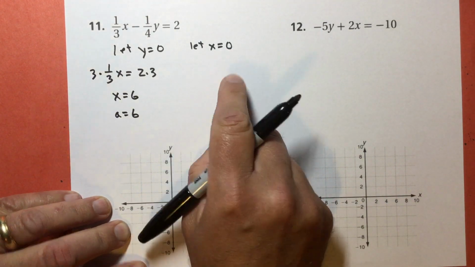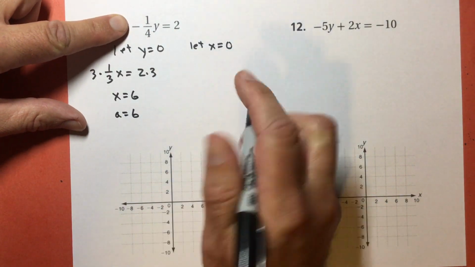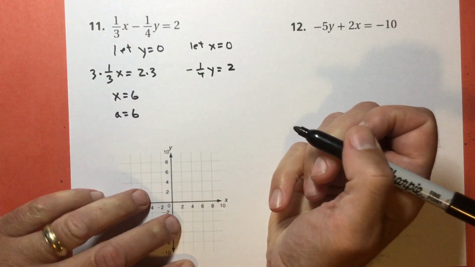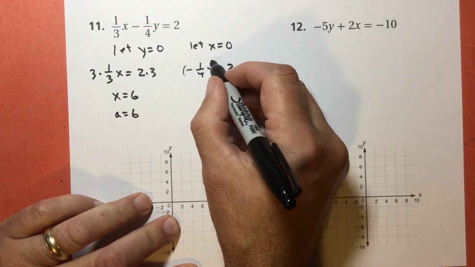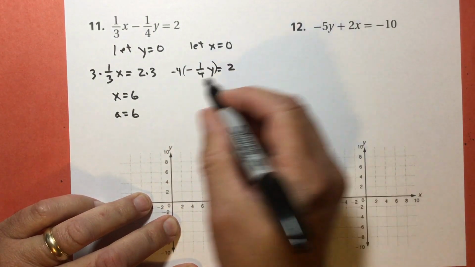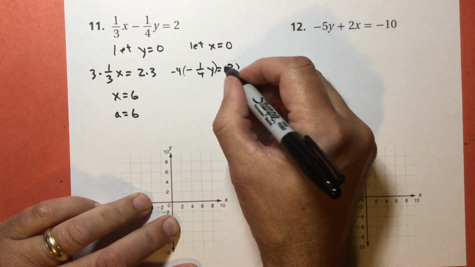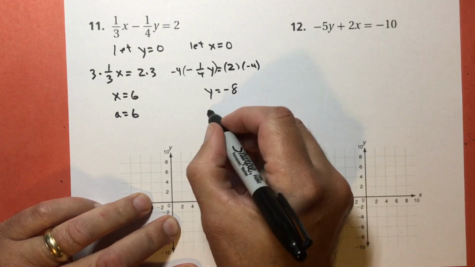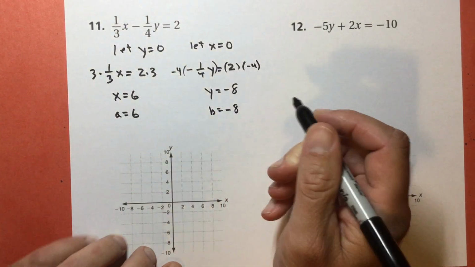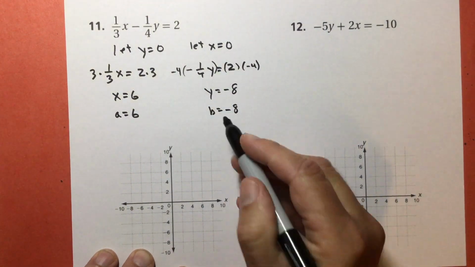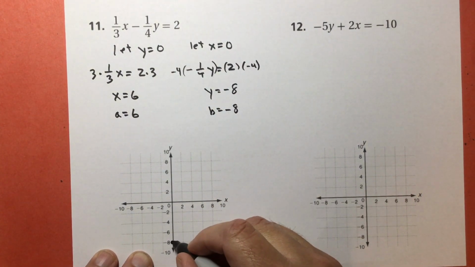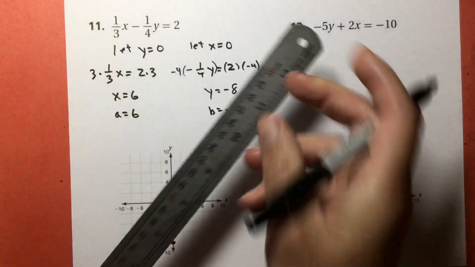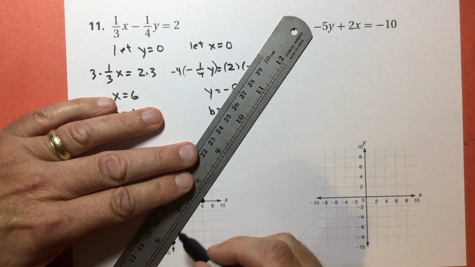When I let x equal 0, the 1/3 x is going to go away, and I get negative 1/4 y equals 2. I'm going to multiply both sides by negative 4. I put parentheses around it because of the negative. And I get y equals negative 8. So my y-intercept is negative 8, which is right here. My x-intercept is 6, which is right here. And I'm going to graph that.